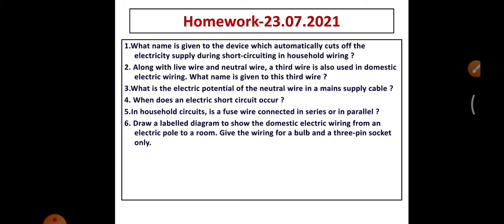What is the electric potential of the neutral wire in a main supply cable? When does an electric short circuit occur? Fifth question, in household circuit, is a fuse wire connected in series or in parallel? The sixth question, draw a labeled diagram to show the domestic electric wiring from an electric pole to a room. Give the wiring for a bulb and a 3-pin socket only.